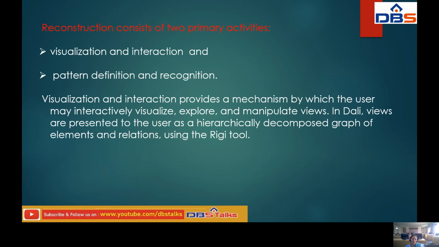How can we reconstruct the data? To get quality, we need to reconstruct the database or software architecture. Here we discussed two primary activities: visualization and interaction, and pattern definition and recognition. I hope you all understood reconstructing software architecture with the help of reconstruction activities. What are those four types of activities? First, information extraction. Second, database construction. Third, view fusion. Fourth, reconstruction. Thank you one and all. Up to here the fourth unit is completed.